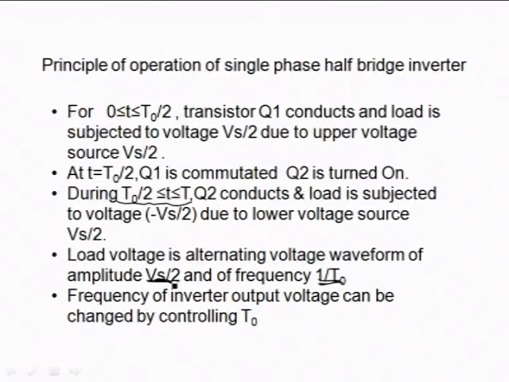The frequency of the inverter output voltage can be changed by controlling T naught. So, in the half bridge inverter, I already told you we can vary the frequency, and if you want, you can vary the magnitude by varying the DC input voltage. Thus the inverter converts DC power to AC power.